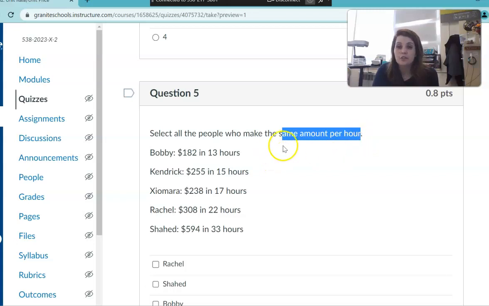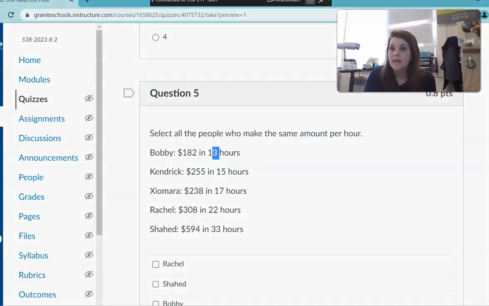So I'm actually not going to do this one for you because it is straightforward and it's like the other ones you've done. You're going to take Bobby's amount that he makes and divide it by the number of hours that he works, and what you are trying to figure out here is who are the people that make the same amount per hour. So that is it on this one.